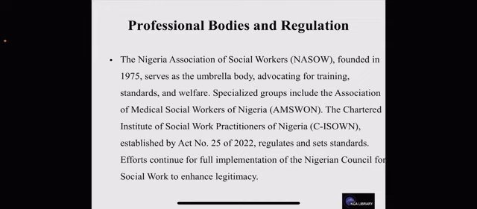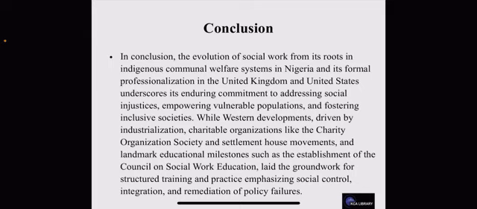Now, moving on to professional bodies and regulation. The Nigerian Association of Social Workers, NASOW, was founded in 1975 and serves as the umbrella body that advocates for training, standards, and welfare. Also, specialized groups include the Association of Medical Social Workers of Nigeria and the Chartered Institute of Social Work Practitioners of Nigeria, established by Act 25 of 2022, which regulates and sets standards. Efforts also continue for full implementation of the Nigerian Council for Social Work to enhance legitimacy.